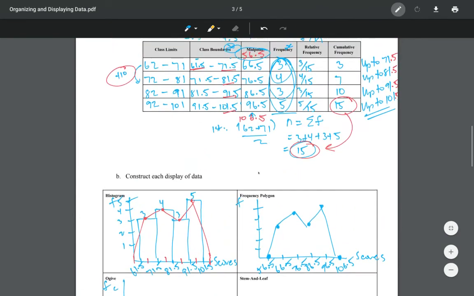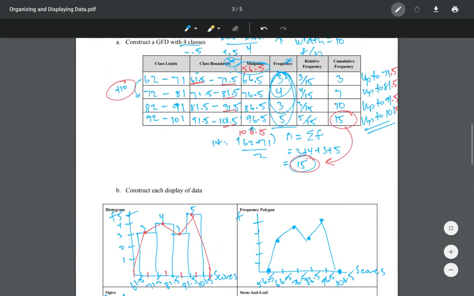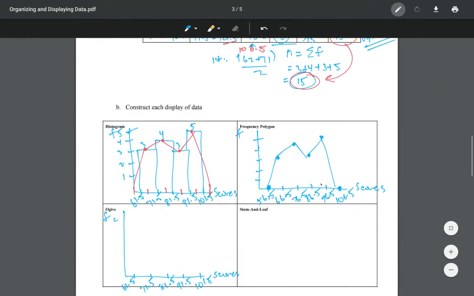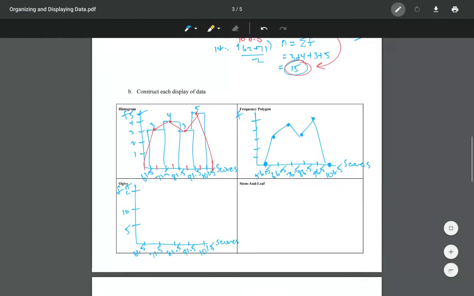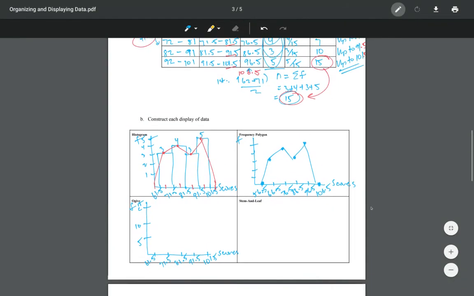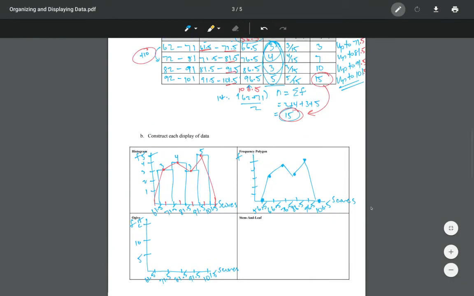For those cumulative frequencies, I need to go from 3 to 15. So let's just kind of eyeball this a little bit. Let's just go 5, 10, 15. And we will adjust as we go there. Okay, so 5, 10, 15. I'm going to make this smaller so I can see everything at the same time. Perfect. Okay, so there is 0 when I start at 61.5.